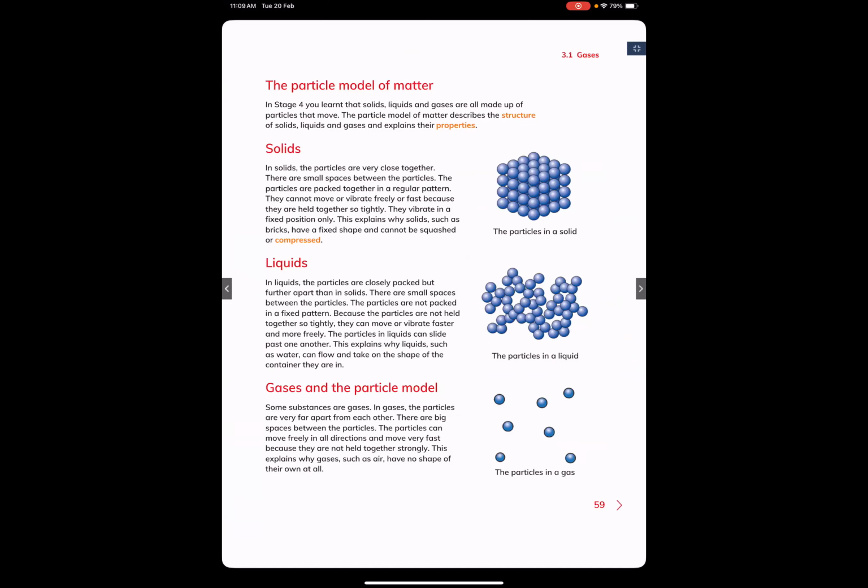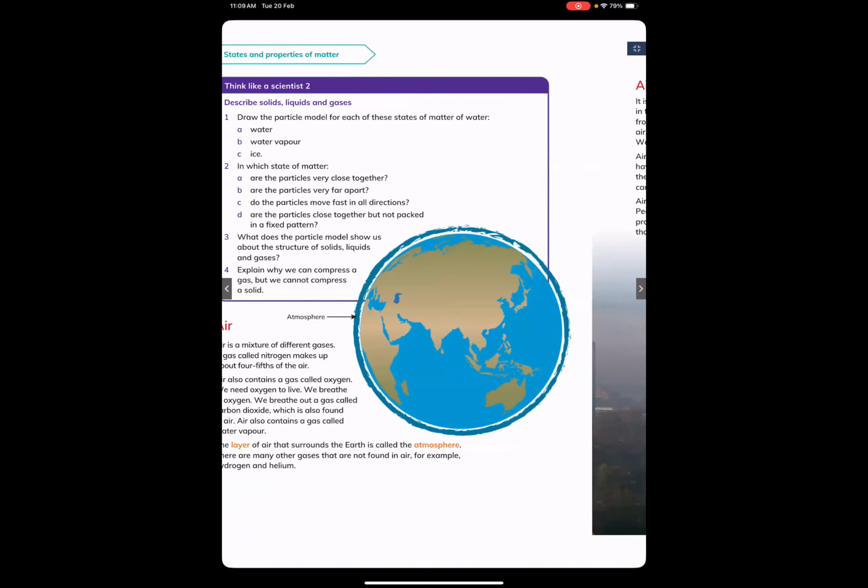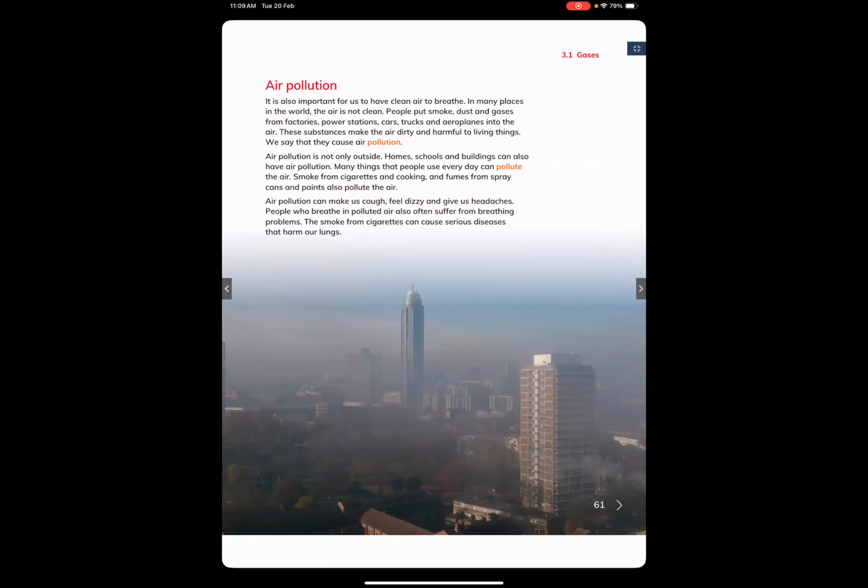Now here, this is a particle model of matter, and this is a very important concept that one should understand. So in my video, I'll be explaining everything using the particle model of matter. Next is air and the pollution that it causes.